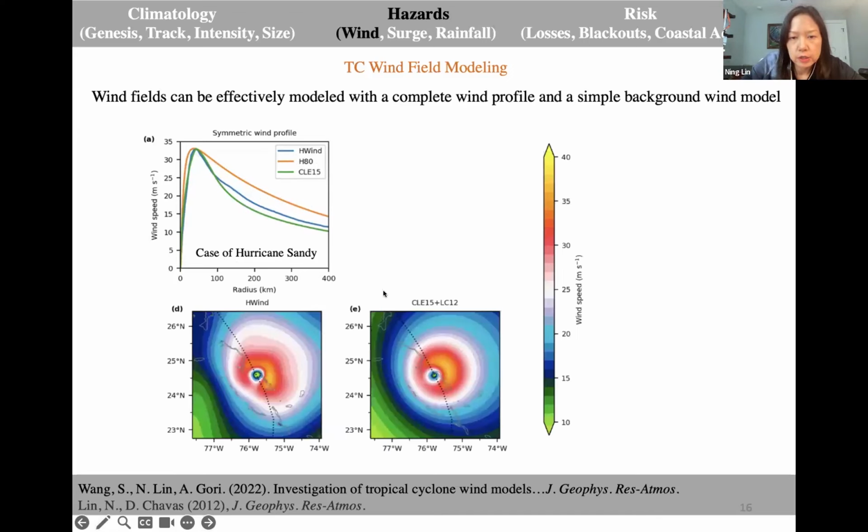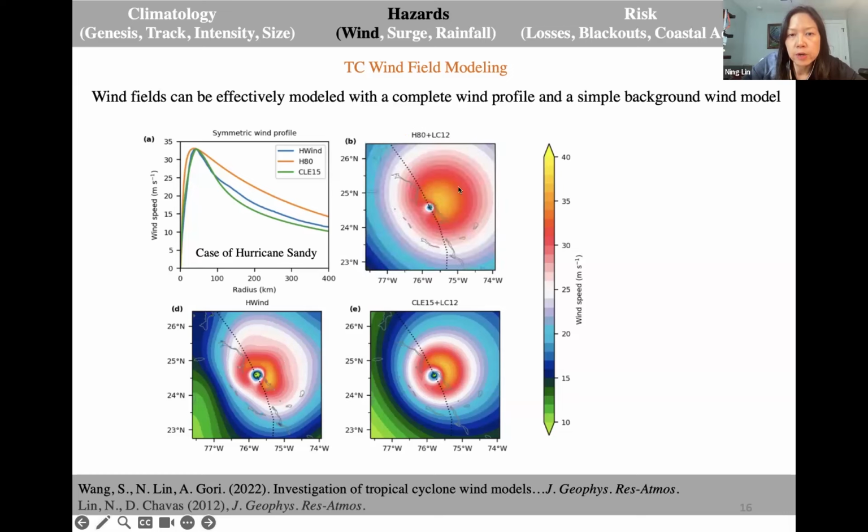And here we are showing that if we combine this wind profile with the simple background function that I just mentioned, this is the wind field we get for Hurricane Sandy. And on the left is the H wind observation. So we can capture the asymmetric pattern relatively well. In comparison, if we use the H80 Holland model with our background wind, the pattern is not that good compared to observation. So this model is very simple. It's not a boundary layer simulation or anything. It's just a simple profile plus a background function, but it can capture the wind relatively well.